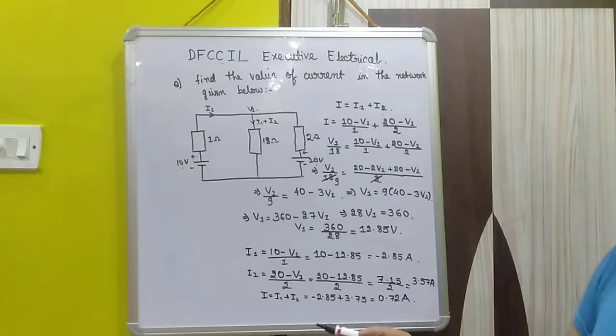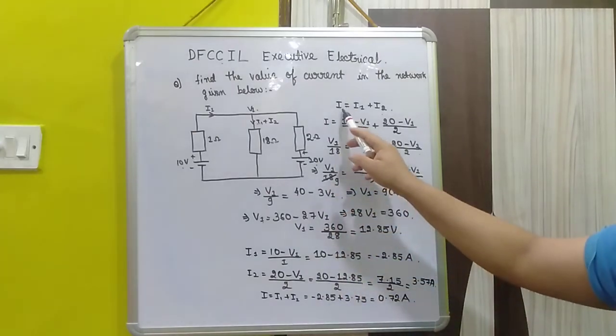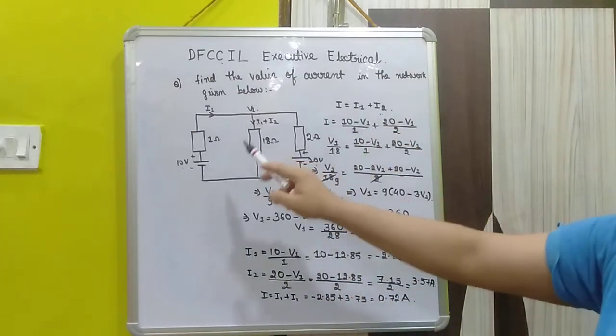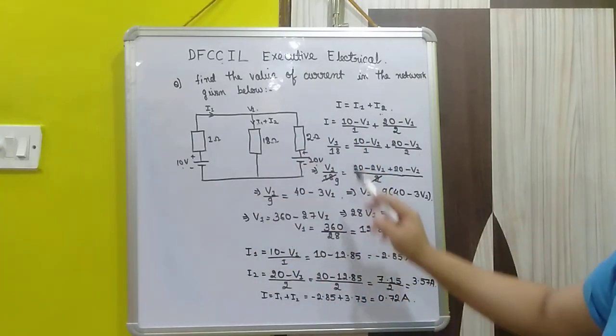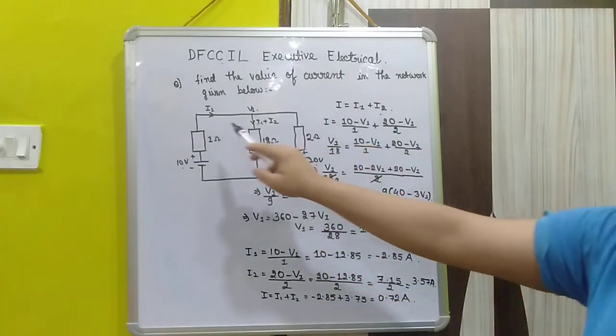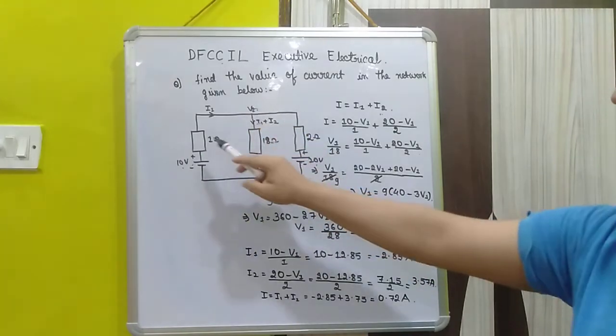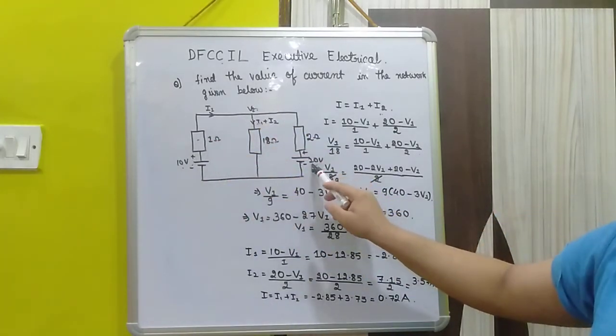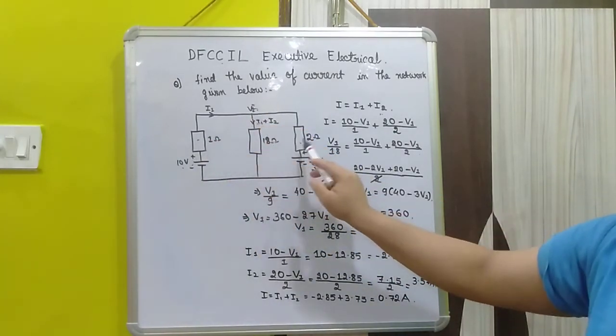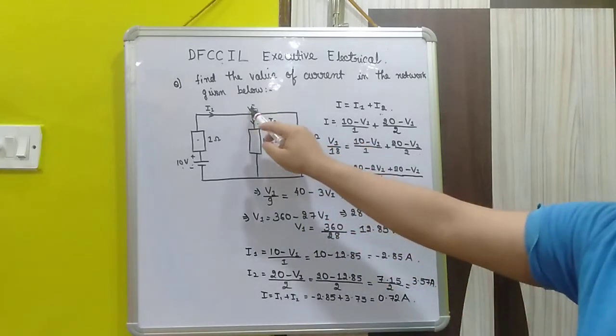I'm explaining once more in the shortcut method. We have I equal to I1 plus I2. We have just applied KCL over here. I1 is 10 minus V1 divided by this resistance, and I2 is 20 minus V1 divided by these two resistances, and I1 will be V1 by 18.